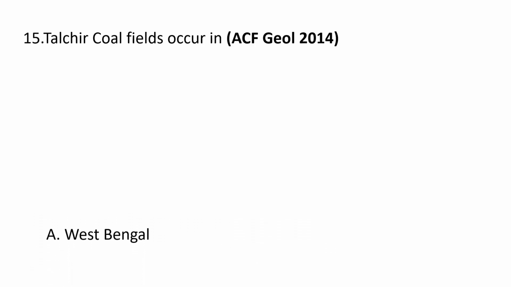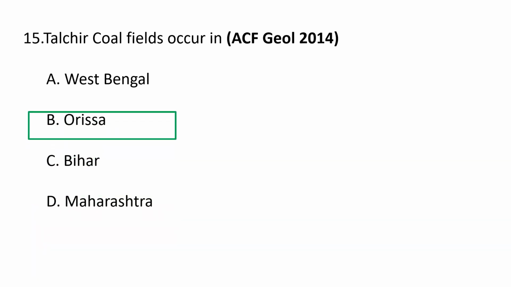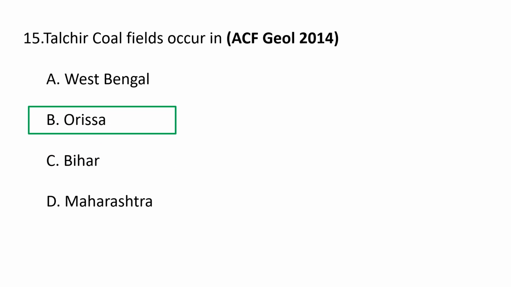Talcher coal fields occur in A, West Bengal, B, Orissa, C, Bihar, and D, Maharashtra. Talcher coal fields occur in Odisha. The Talcher coal field is located in Angul district in the Indian state of Odisha and in the valley of Brahmani. So B, Odisha, is the correct answer.